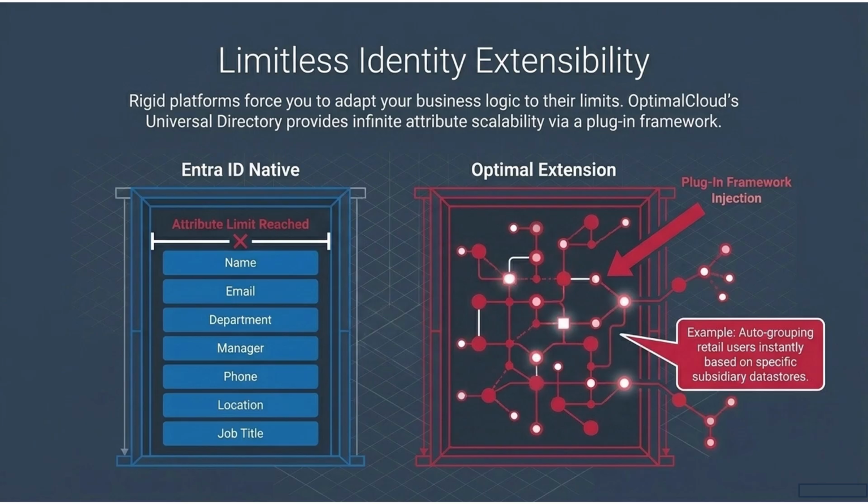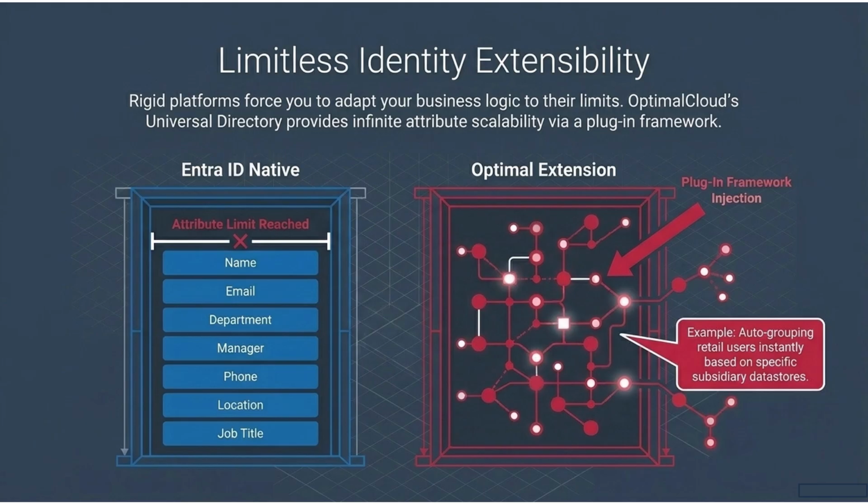If I'm storing unlimited, constantly updating metadata on hundreds of thousands of users, doesn't that bloat the database and cause massive system lag? That's a great technical catch, and the answer lies in how the framework is actually built. It isn't just adding an infinite number of columns to a giant flat spreadsheet. So how does it work? The plugin framework injection transforms the directory into a highly optimized relational web.